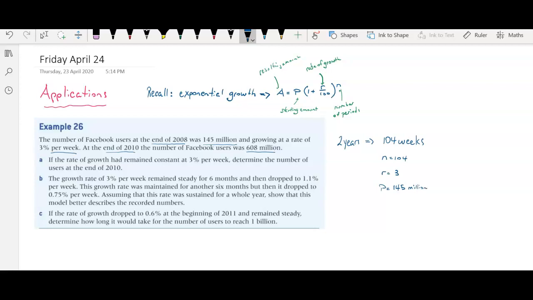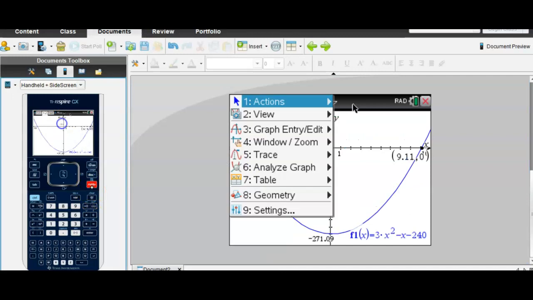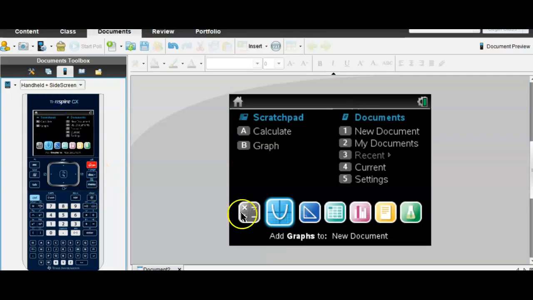So this means that the number of Facebook people after 2 years would have grown from 145 million to, right, so 1.03 goes inside my bracket. It's a 3% growth per week. So there's 104 weeks in my 2 years. Okay, so this goes through. This is going to be an enormous figure. Let's have a little calculate here. Hang on a sec, we better get the calculator out.